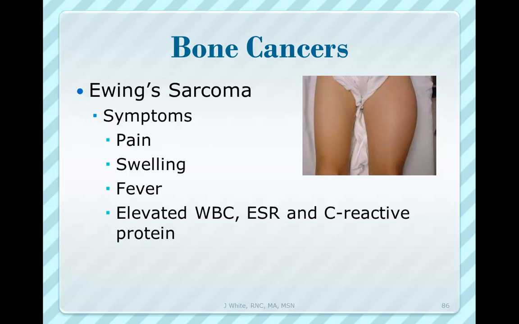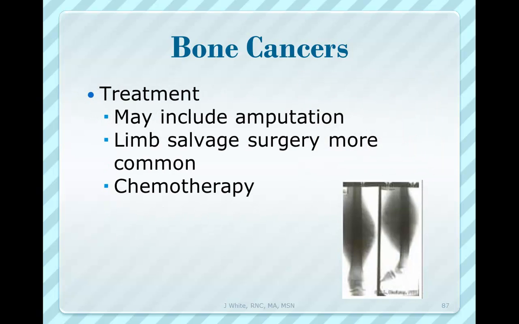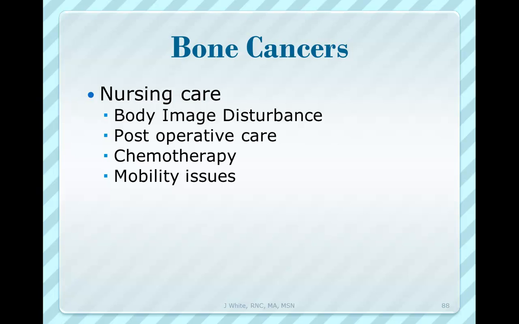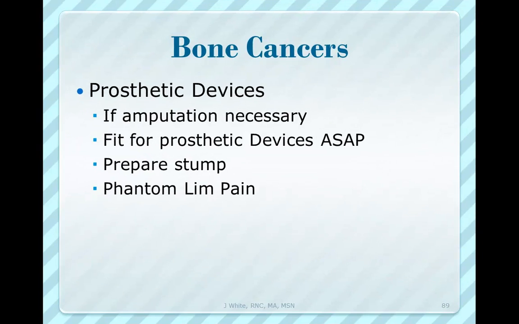Symptoms are swelling, pain, fever, elevated white blood cells, erythrocyte sedimentation rate, SED rate, and C-reactive protein, all indicating inflammation. They may amputate. Again, they may not, depending on the severity of it. Limb salvage surgery is the most common, and chemotherapy. Think about body image disturbances, especially for those who have amputations, how they're different. Post-op care of the amputee involves the surgical site, chemotherapy, and the mobility issues involved.